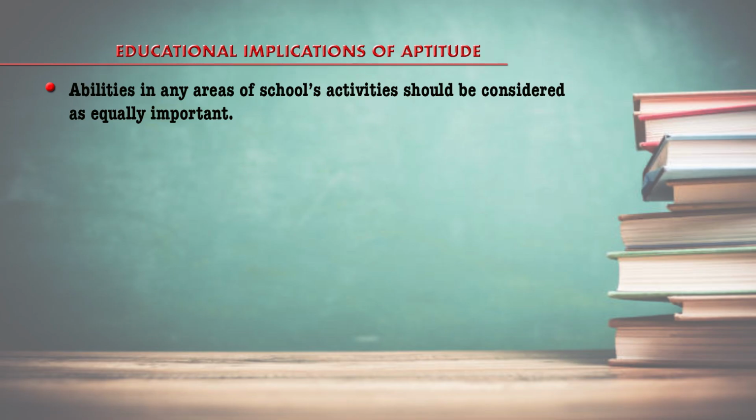It may be chess, cricket, other types of games and sports, writing literature. It may be different social activities, or statesmanship also. Further, abilities in one area of school activities should be considered as equally important. So all the areas of expertise, all the areas of knowledge, are given equal importance.